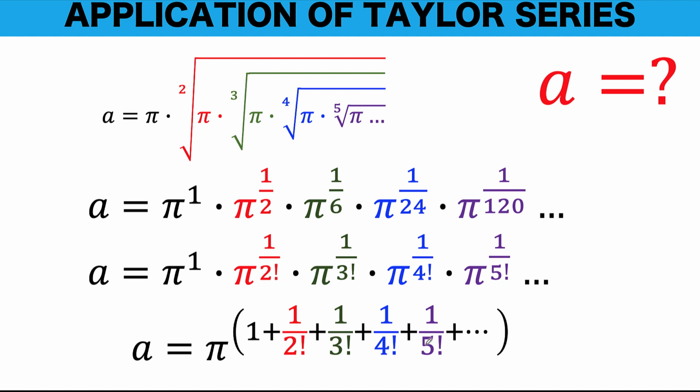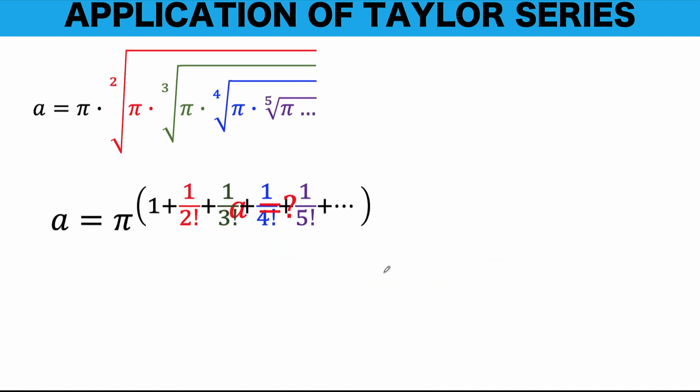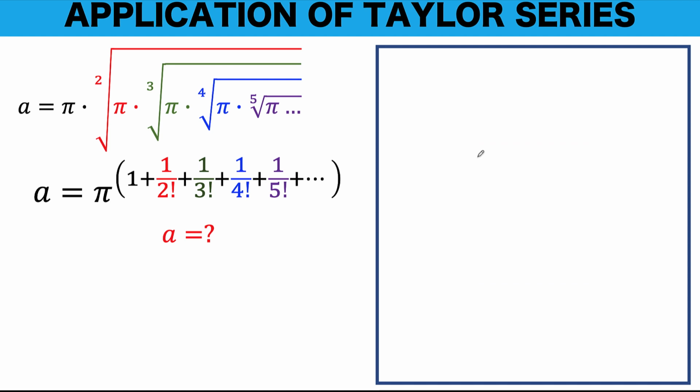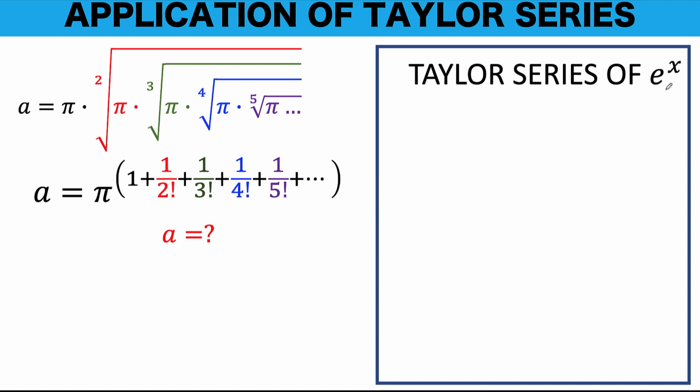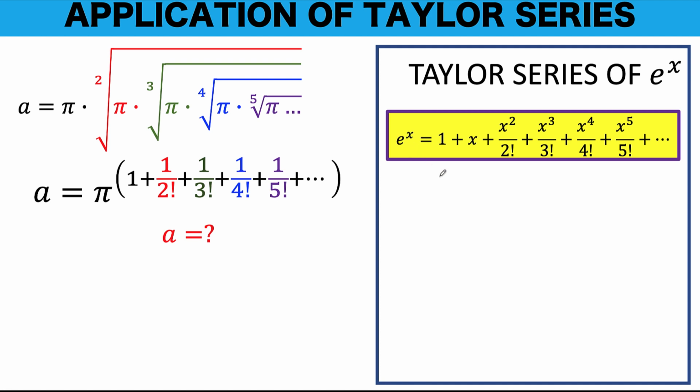This kind of series is familiar to us because this looks like what we call the Taylor series expansion of e to the x. And let's recall that the expansion of e to the x is equal to 1 plus x plus x squared over 2 factorial plus x cubed over 3 factorial plus x to the fourth over 4 factorial, and continue the pattern.